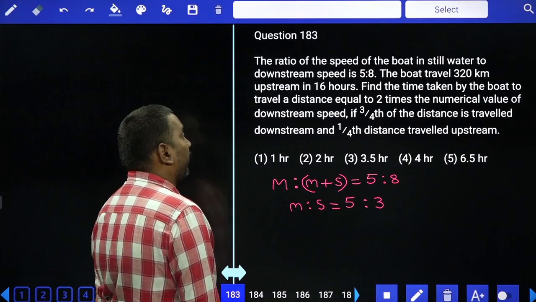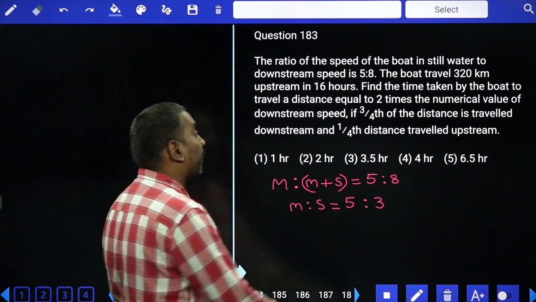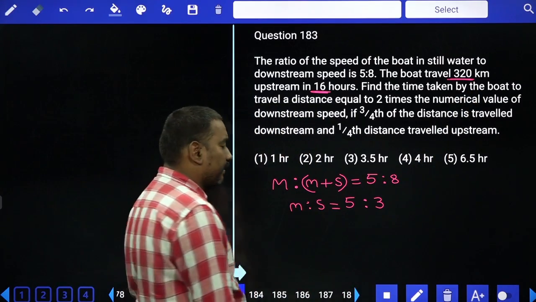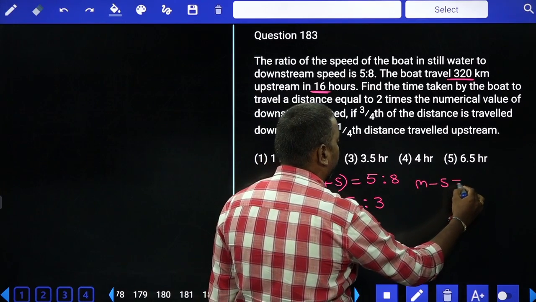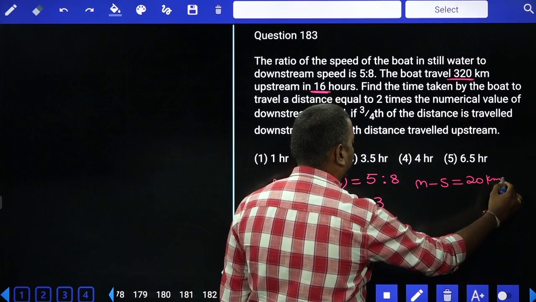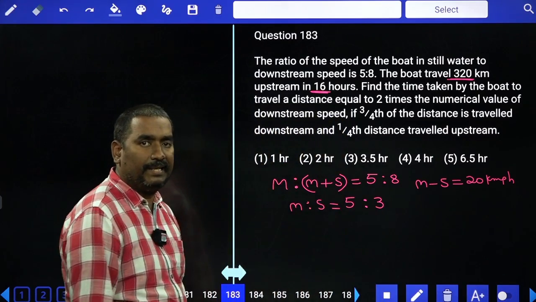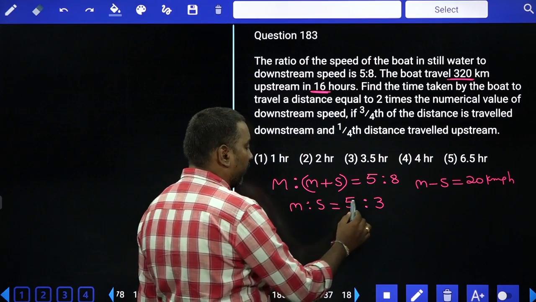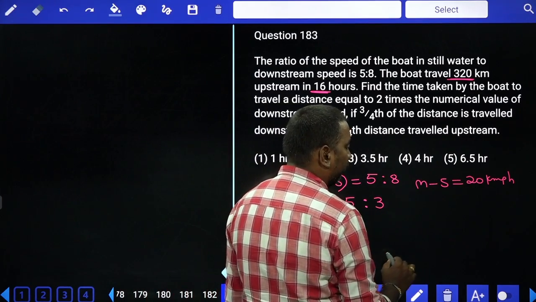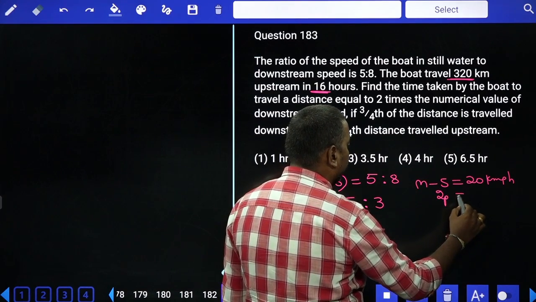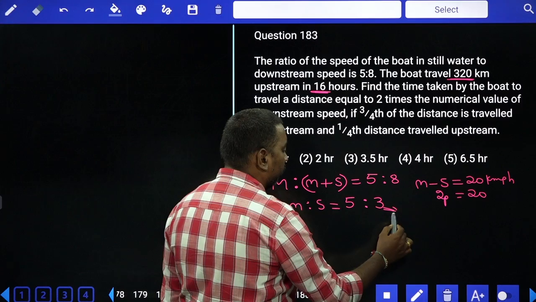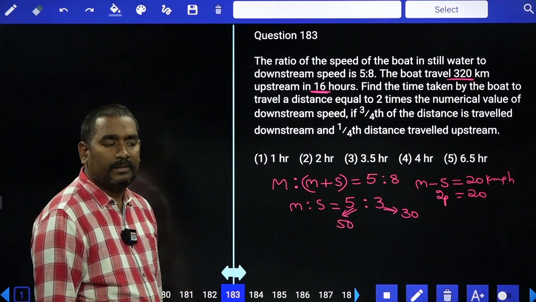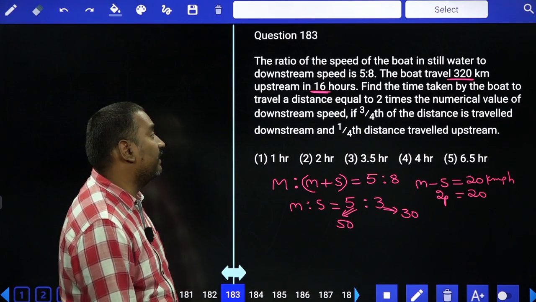The boat travels 320 kilometers upstream in 16 hours. 16 times 20 is 320. So upstream speed is 20 kilometers per hour. M minus S, the upstream speed, is 20 kmph. M minus S means 5 minus 3, which is 2 parts, with value 20. 2 parts value 20 means each part value 10. Then 3 parts value 30, 5 parts value 50. So still water speed is 50, stream speed is 30.